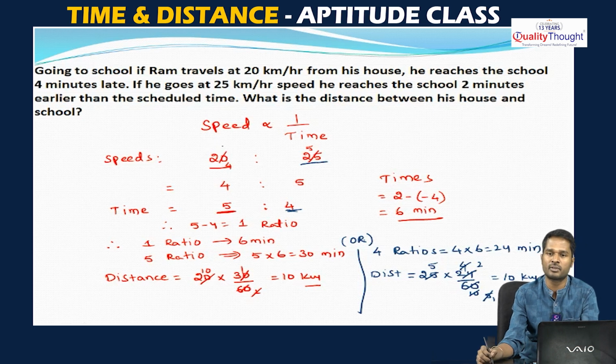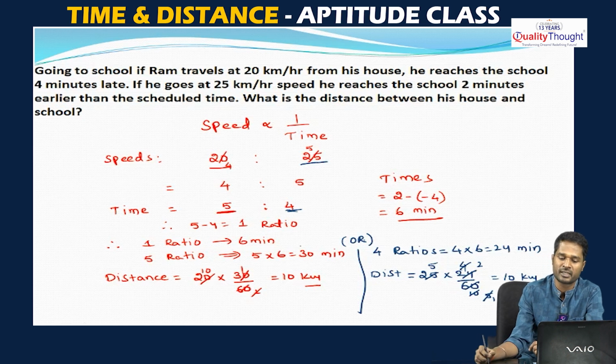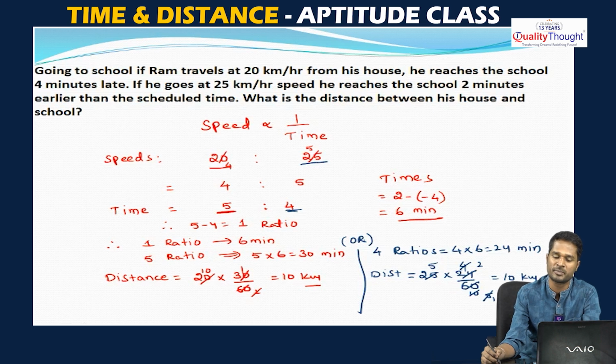So this is how it will be solved. Take this into consideration: speed is always inversely proportional to the time taken. So the ratio of the speeds, take it 20 is to 25, that is 4 is to 5. To get the ratio of the times, take the reciprocal, so 4 is to 5 becomes 5 is to 4. Now the difference between the time periods, 5 minus 4, is 1 ratio, and the difference between the times is 2 minutes early and 4 minutes late, a difference of 6 minutes. So 1 ratio is equal to 6 minutes, then 5 ratios will be 30 minutes.